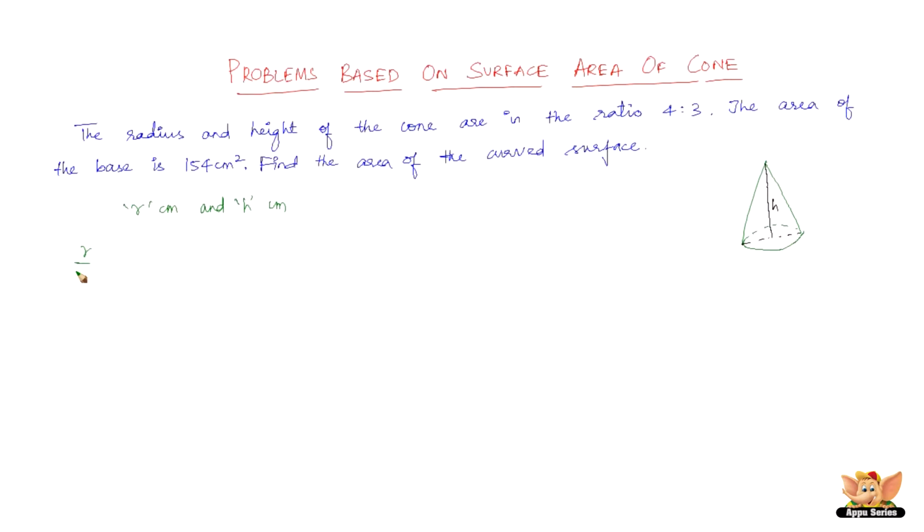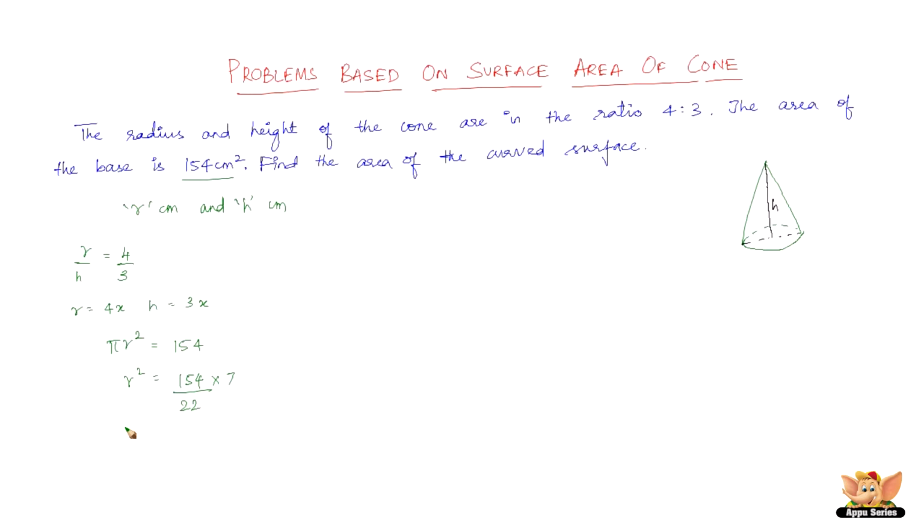Now, the ratio of r to h is given as 4/3. Now let r be equal to 4x and h be equal to 3x. Now, the area of the base is given as 154 centimeters square. As we all know, the base is a circular shape. So, the area of a circle is pi r square, which is equal to 154 centimeters square. So, r square equals 154 divided by pi, which is 22/7. So, divided by 22/7, it will automatically come on top.